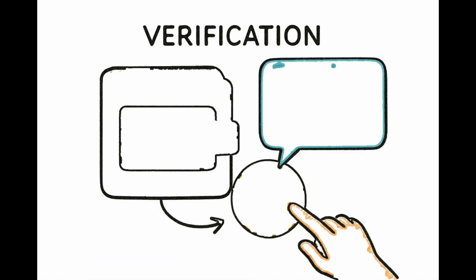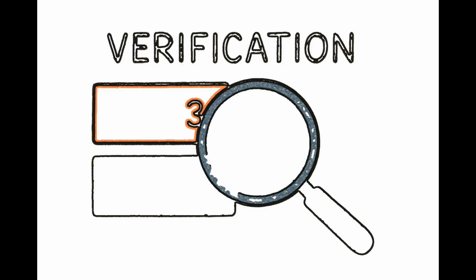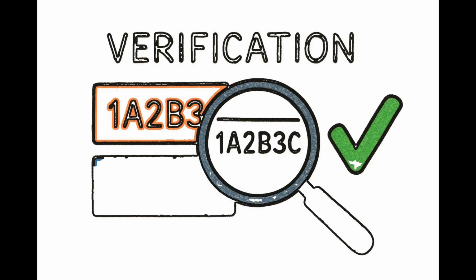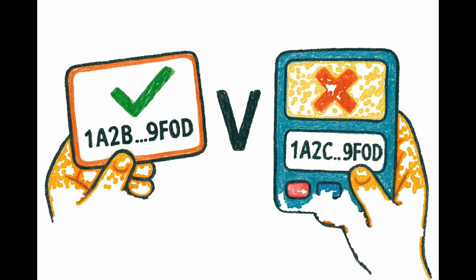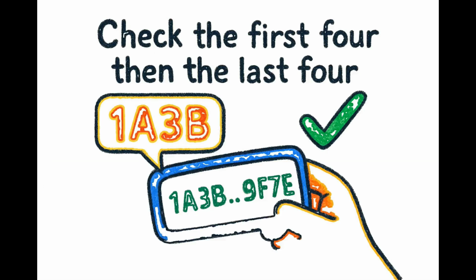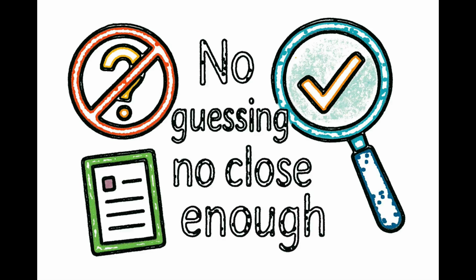Once you paste the address into your wallet, this is where verification comes in. Verification means confirming that the destination shown in your wallet is exactly the destination you intended to use. Start by visually comparing the address you received with the address pasted into your wallet. Check the first 4 characters, then the last 4 characters. If they don't match perfectly, you stop. No guessing, no close enough.